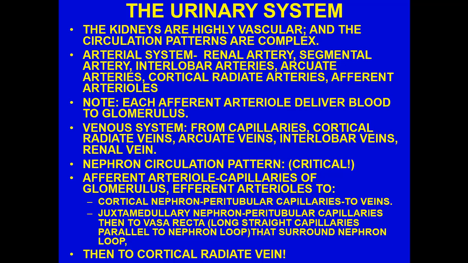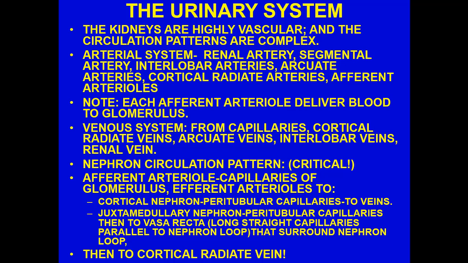The nephron circulation patterns, as I said, are very critical. You have the afferent and then you have the efferent. The afferent arteriole basically will supply blood to the capillaries of the glomerulus. The efferent arterioles move blood to one of the two types of capillary systems. If you have a cortical nephron, it goes to what's called peritubular capillaries and then to the vein. If you have a juxtamedullary nephron, remember that's only about 15% of the total number of nephrons, you're going to go to peritubular capillaries, then to what's called the vasa recta.